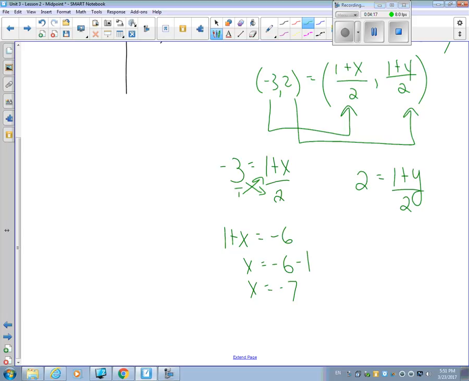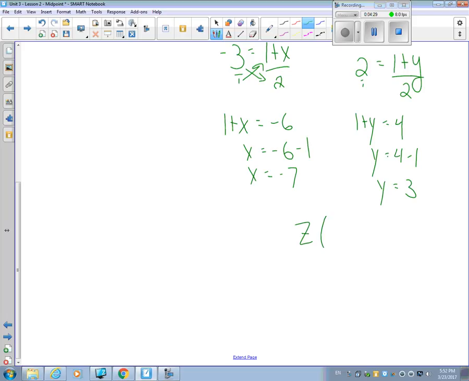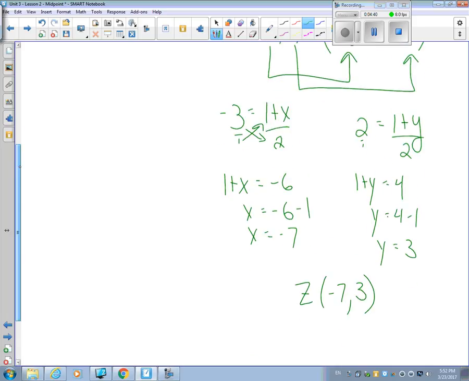We can do the exact same thing to figure out y. Cross multiply, we've got 1 plus y equals 4, or y equals 4 minus 1, y is 3. So I can figure out that that other endpoint is at the coordinates negative 7 and 3. Now some people really like this algebraic method using formulas. Other people like to use the idea of thinking, using pictures to help solve problems.